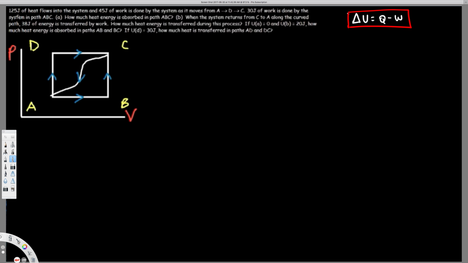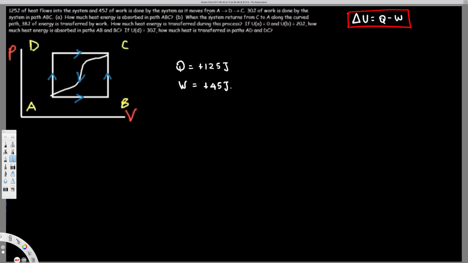So let's note down the given information. They are saying 125 joules of heat flows into the system. Whenever heat flows into the system, that's positive. So Q here is positive 125 joules, right? And then 45 joules of work done by the system. If work is done by the system, that's positive. Positive 45 joules, right?